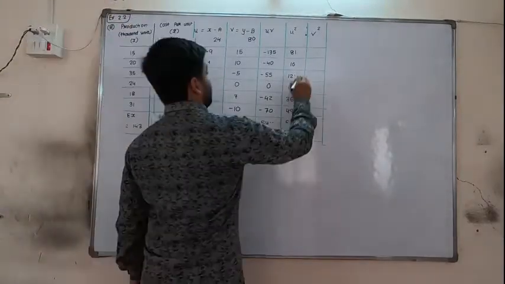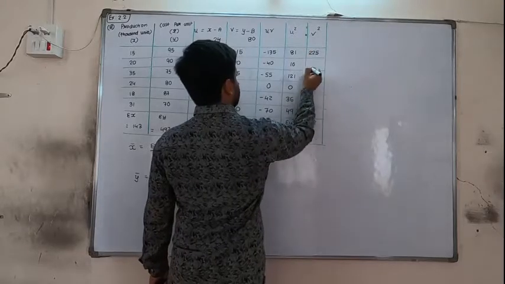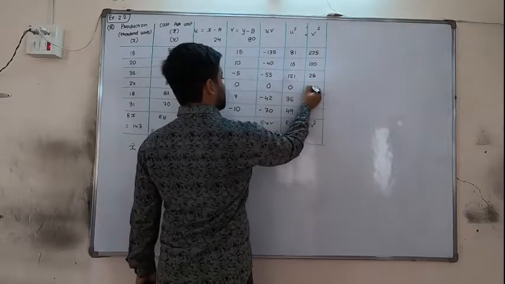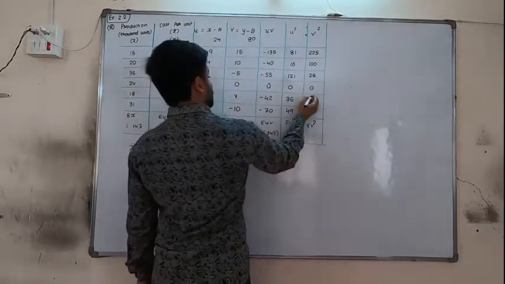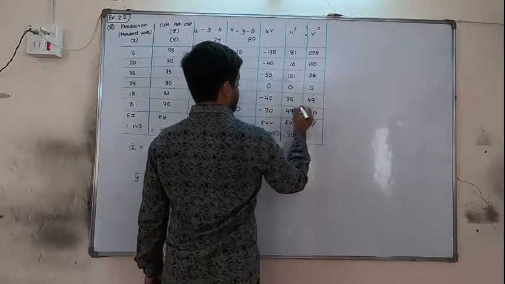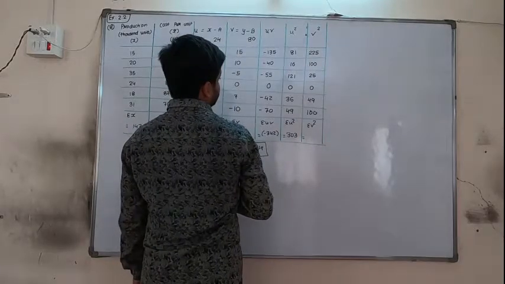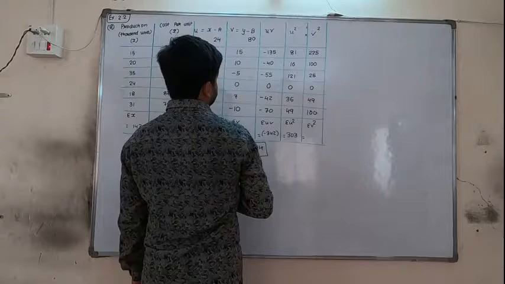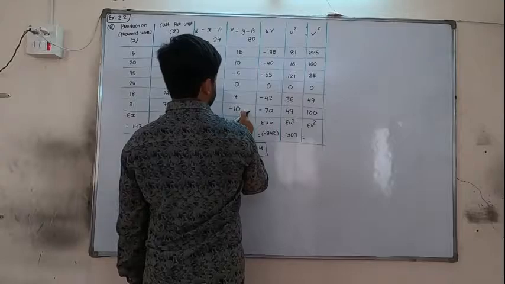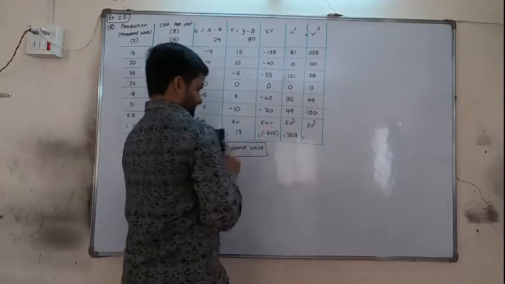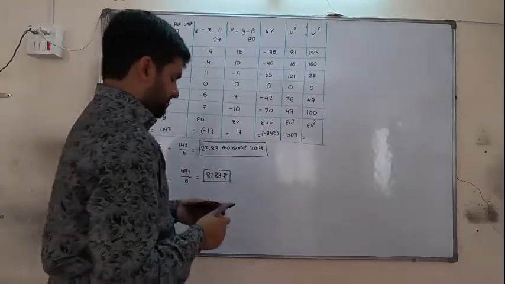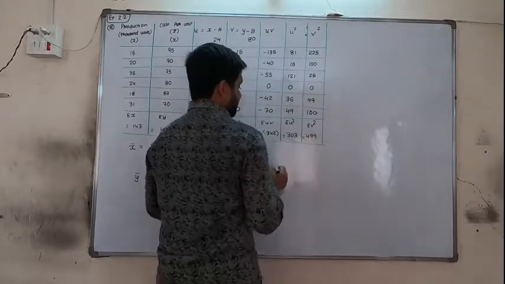V square. 15 square 225, 10 square 100, 5 square 25, 0 square 0, see, the whole line is 0. 7 square 49, 10 square 100. Let me check it. Okay. 225, 100, 25, 49, 100 gives 499. Now finally the formula.